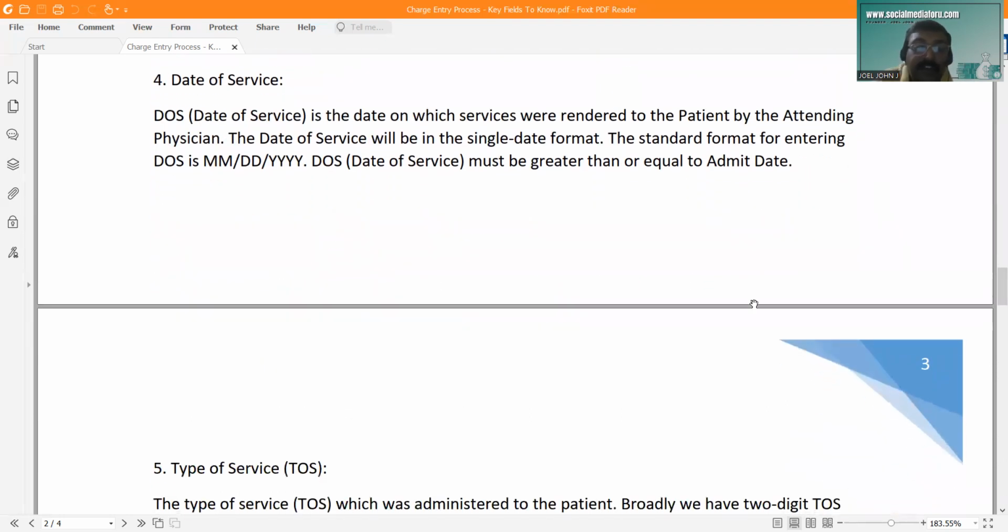Okay. Then date of service. Date of service is the date on which the service was rendered to the patient by the attending physician. The date of service will be in single date format. The standard format for entering date of service is a 2-digit month slash, that's backward slash, followed by a 2-digit date, backward slash, 4-digit year. DOS, date of service, must be greater than or equal to the admit date. So in case of inpatient, only after admitting should the date of service be greater. Okay.